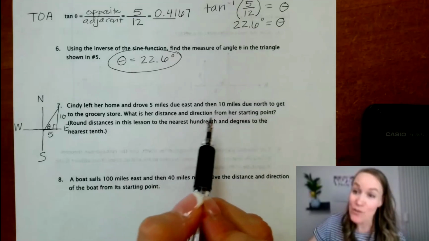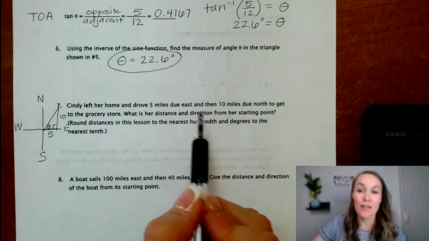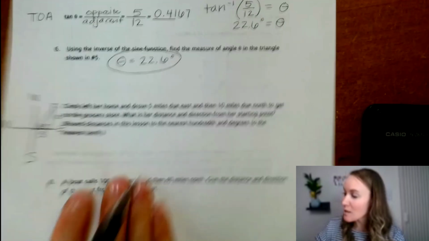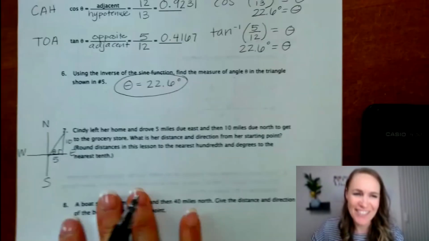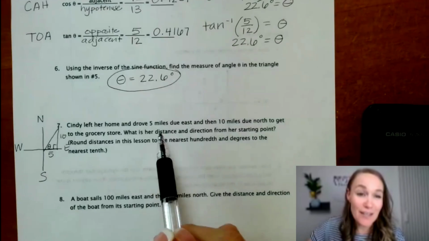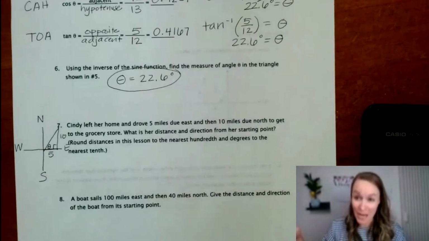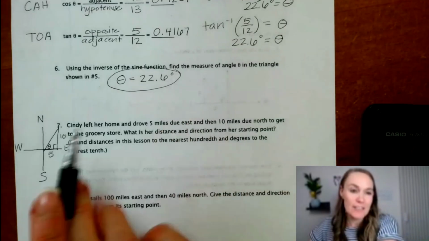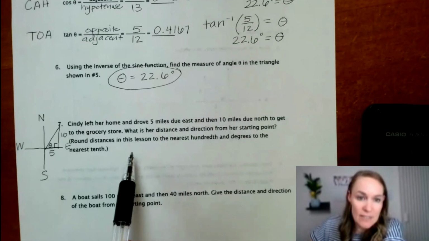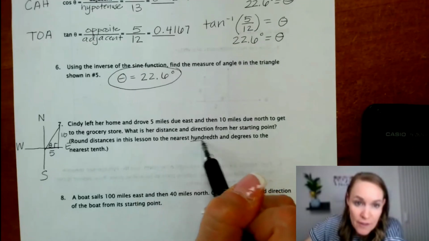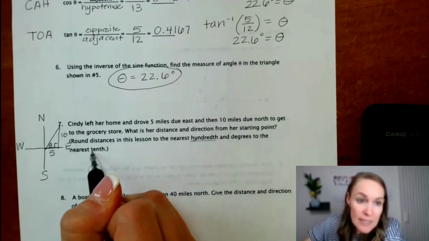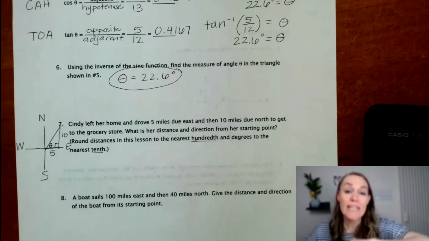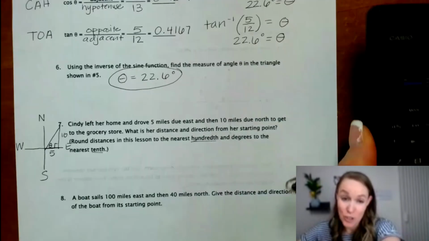Oh, distance and direction. That sounds a lot like magnitude and direction, right? Distance, magnitude, measurement, right? That's what you're going to think of. Okay, perfect. So round distances in this lesson to the nearest hundredth and degrees to the nearest tenth. Okay, great. It tells us where to round because we're definitely going to get a decimal. We definitely need our calculator for this one too.